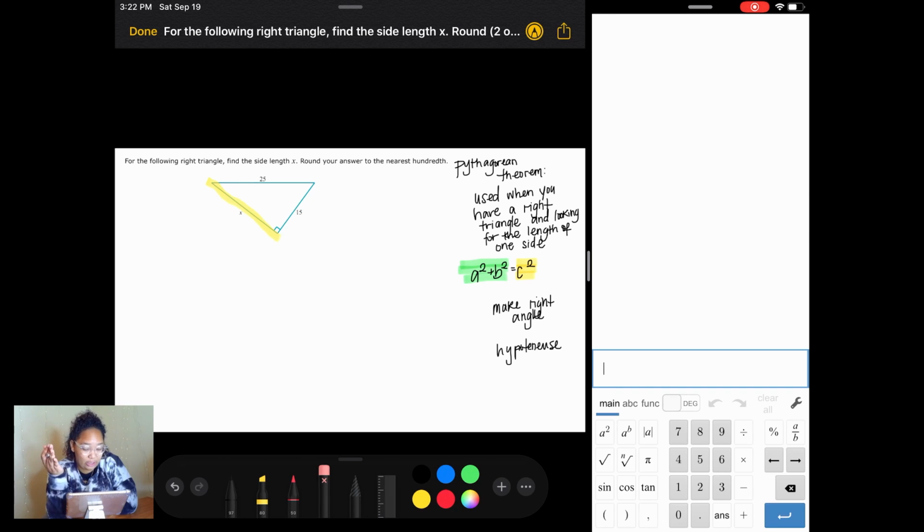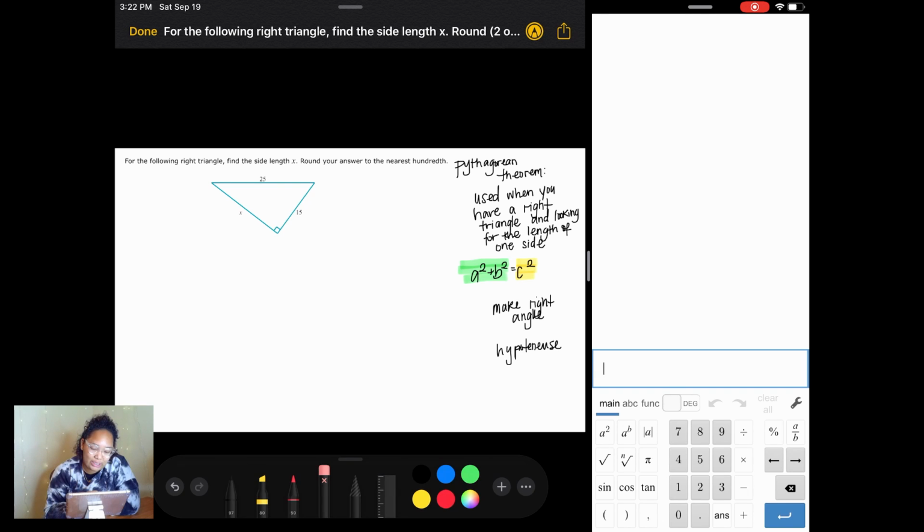So the Pythagorean Theorem is only used when you have a right triangle and you're looking for the length of one of the sides. Okay. The equation for that is a squared plus b squared equals c squared. Now, you can see that I sort of highlighted some of this. A lot of people get confused. They get the a squared plus b squared equals c squared part, but they get really, really confused with everything else. So I'm going to talk about that real quick.